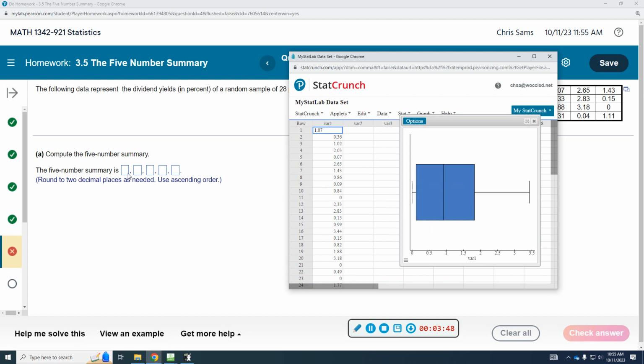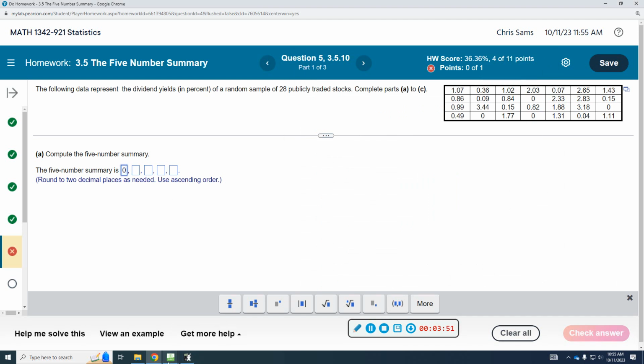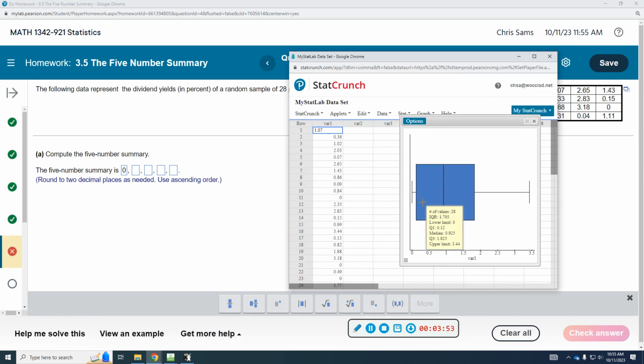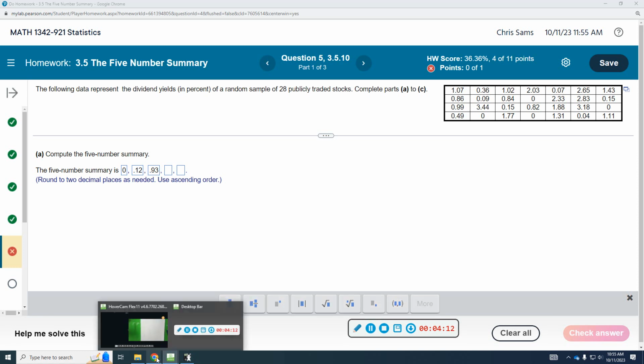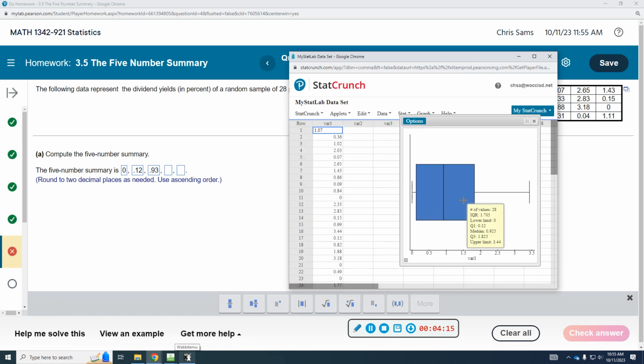So lower limit 0. We got 0.12, 0.925. The 0.925, we're going to round to 2 decimal places, so it's going to be about 0.93. And then the last two values, for Q3 would be 1.83, and then 3.44.